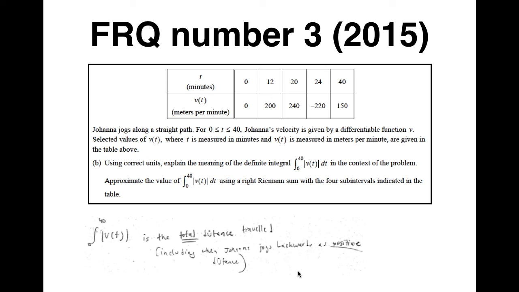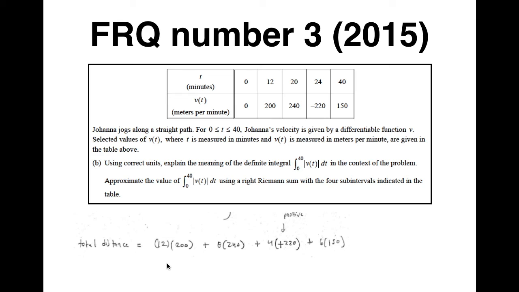Our last student wrote that the integral is the total distance traveled, including when Joanna jogs backward as positive distance. So that's a good point. Joanna is going back on her steps. Maybe she dropped something, maybe she saw someone. Anyway, that adds to her total distance traveled. But if we look at the 3 things you need to do, the student only mentioned total distance. There are no units, no interval, so that earns no point.